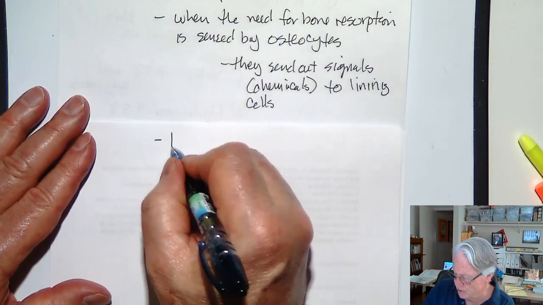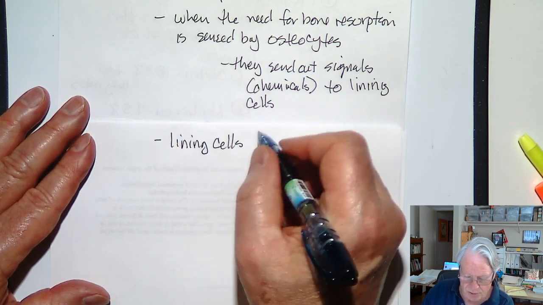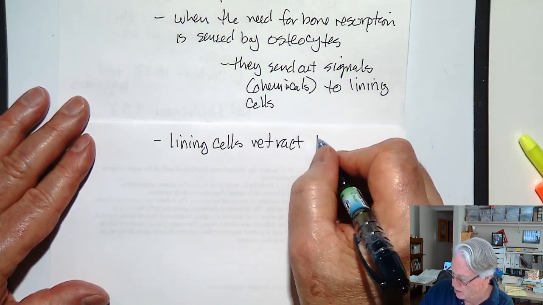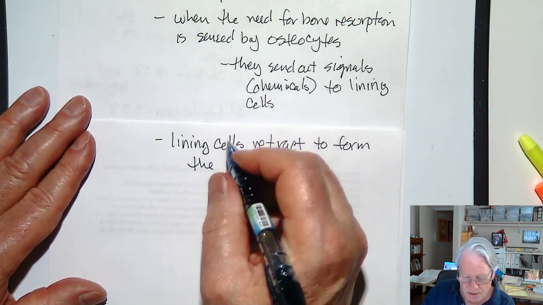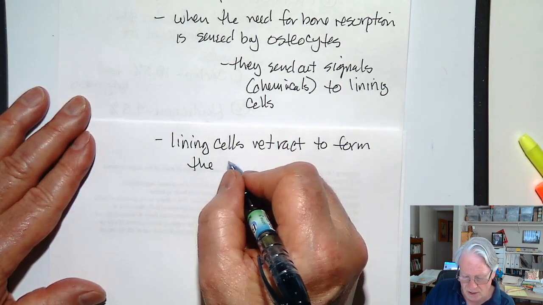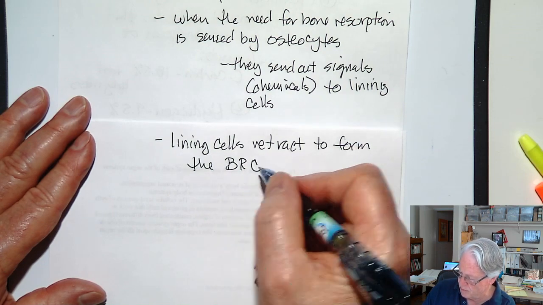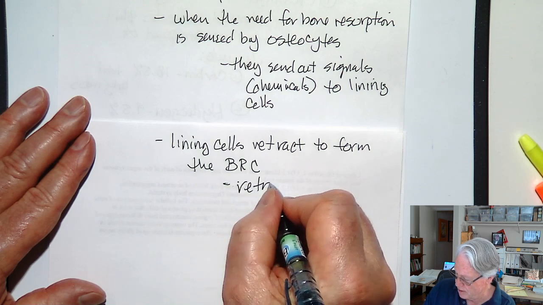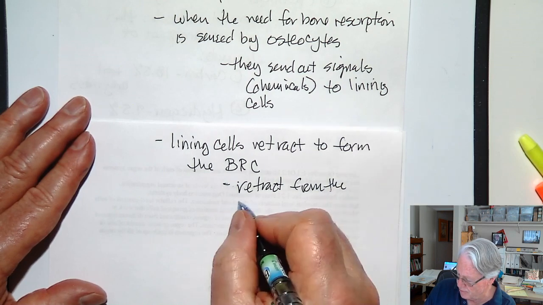So what happens is the lining cells will retract to form the bone remodeling compartment. That is, they will retract from the surface of the bone.